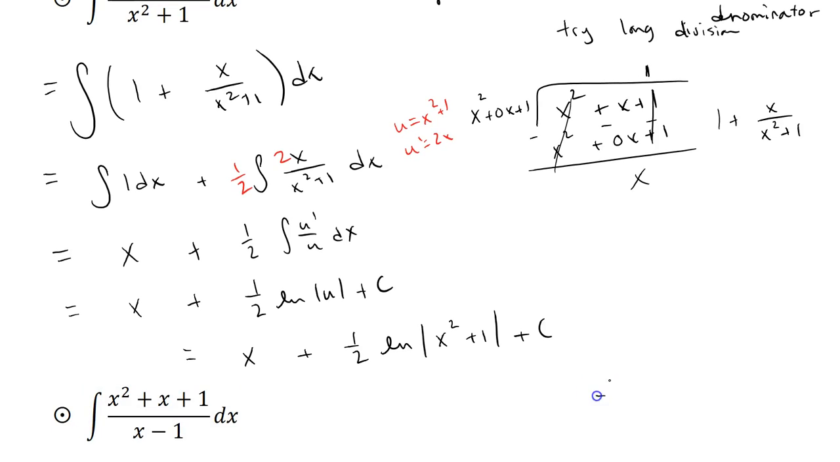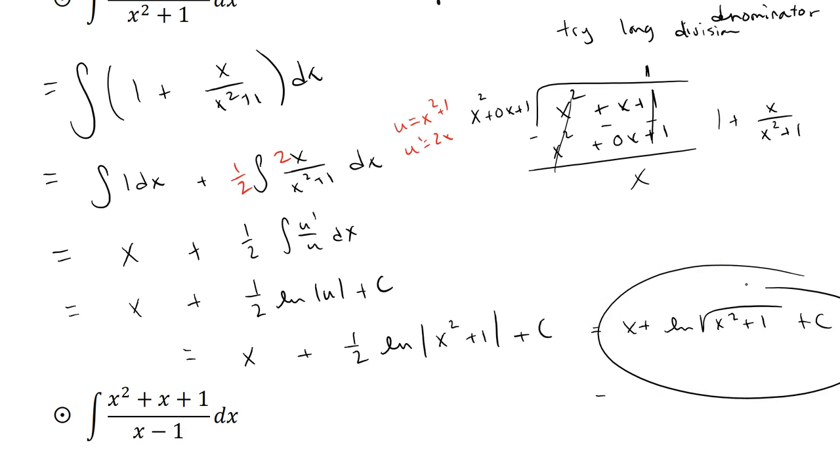If you want to fold that in and make that x plus the natural log of the square root of x squared plus 1 plus c, you can. You don't have to. Either one of these would be a perfectly valid answer.